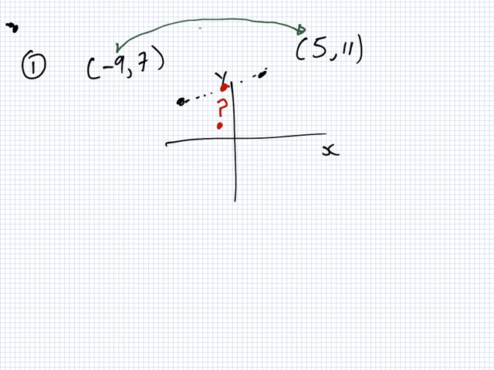So the middle of minus 9 and 5 is minus 9 plus 5, which is minus 4, over 2, which is minus 2. That's important. And then 7 plus 11 is 18 over 2, 9.